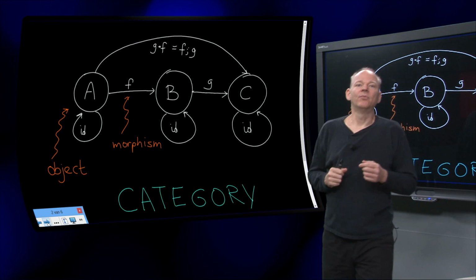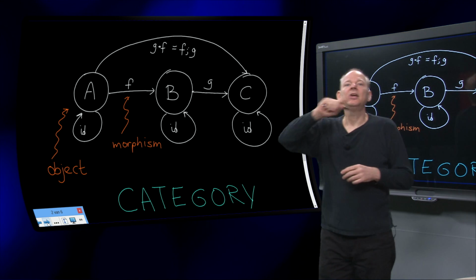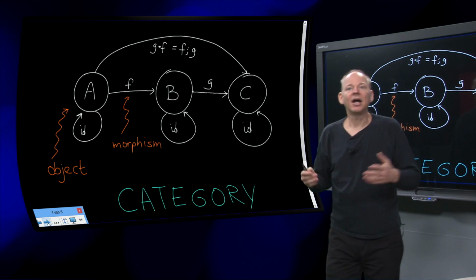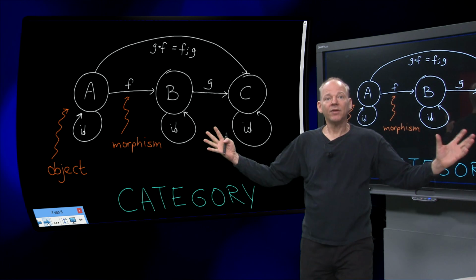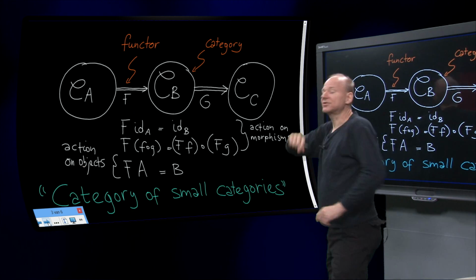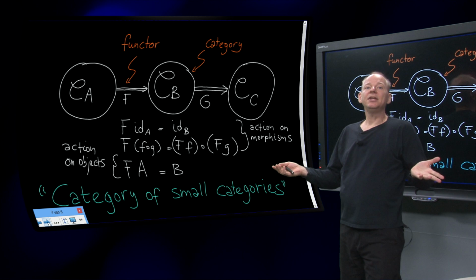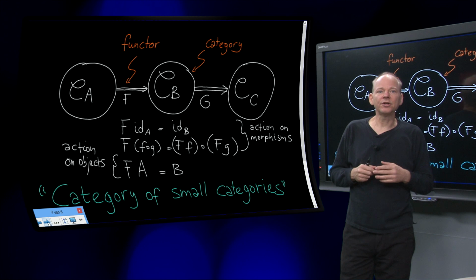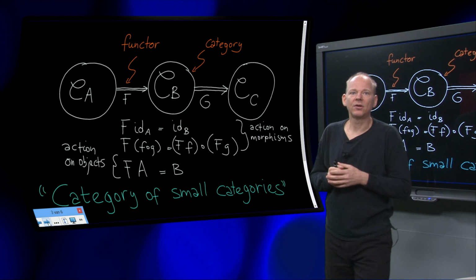In particular, when you have a morphism from A to B and another morphism from B to C, you have to have a morphism directly from A to C as well. Now, let's take a step back and take this category and make categories as objects so that we get this picture. Here we have the categories now as objects, and we need to have a notion of morphism. Well, that morphism is called a functor, and the category is called the category of small categories.